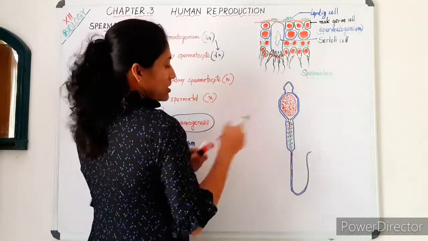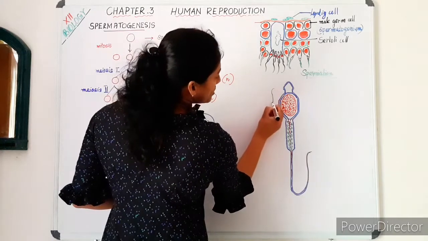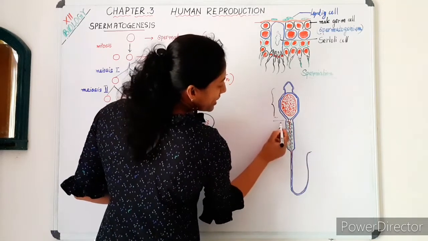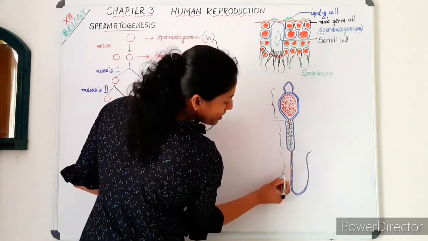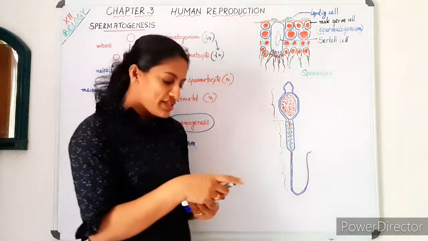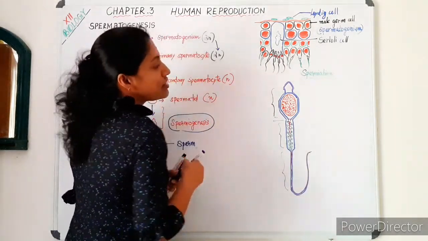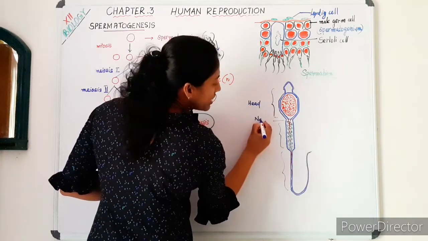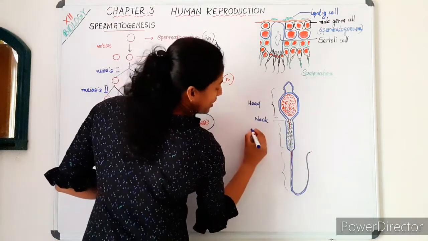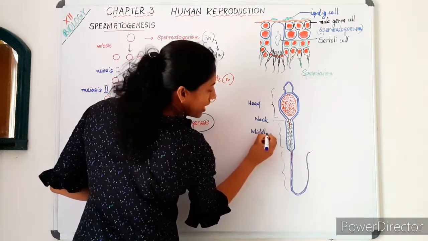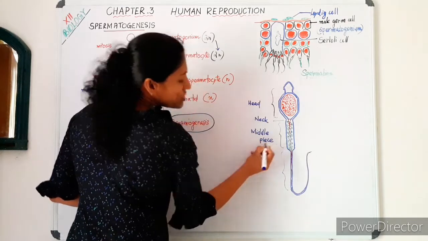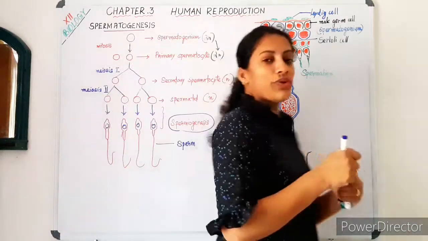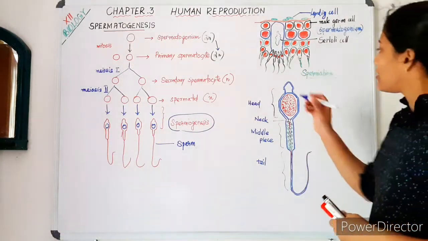See, the spermatozoa or human sperm is the male gamete. This is the male gamete, and this male gamete has mainly 4 parts. We can just say the sperm has 4 parts named head, and there is the neck region, then the middle piece, head, neck, mid piece or middle piece, and finally, the tail.